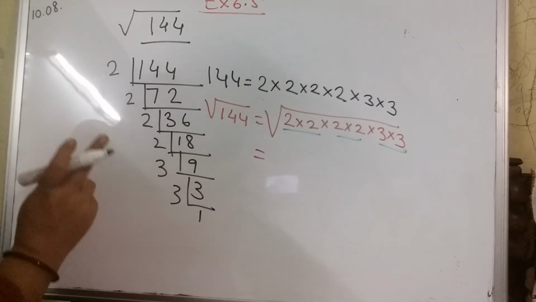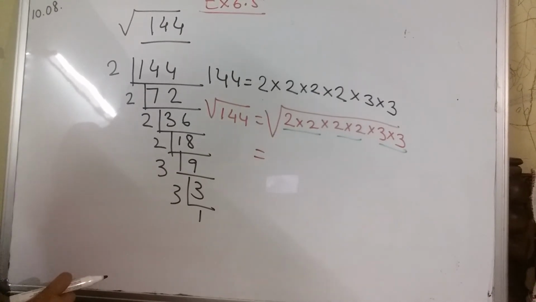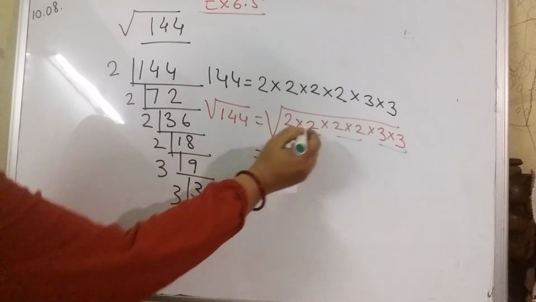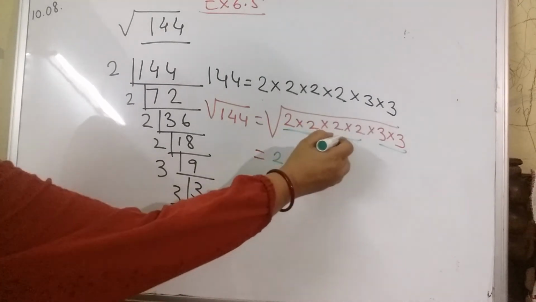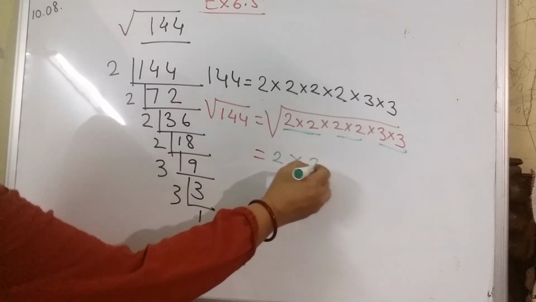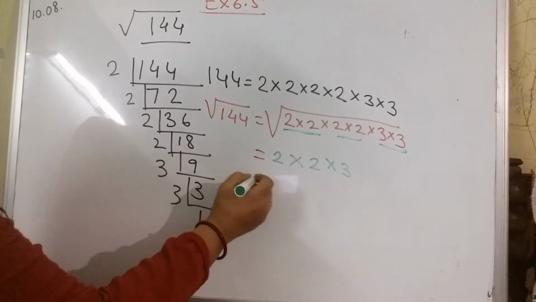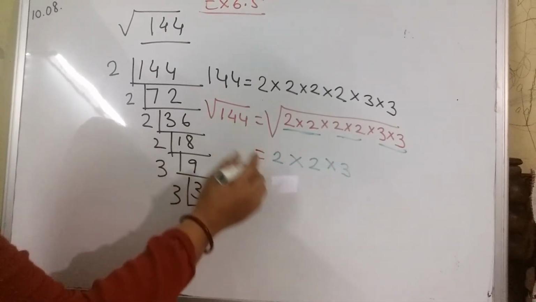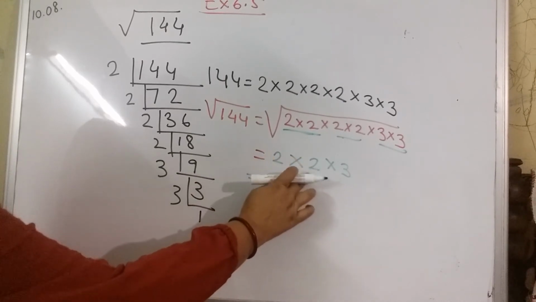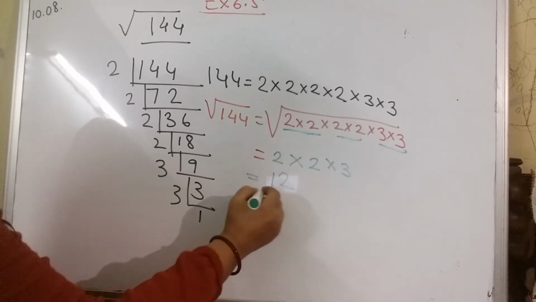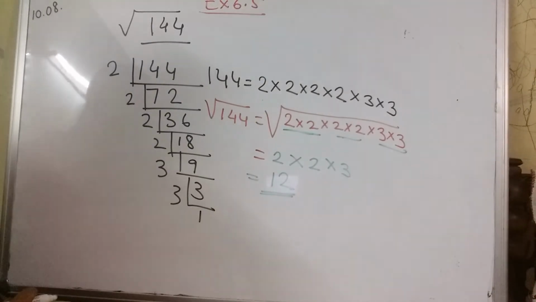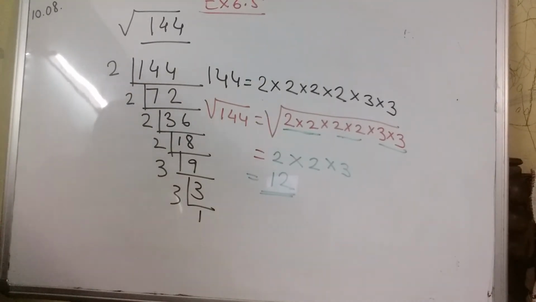Okay, for each pair one number will come out. So for these 2s one 2 will come out, for this pair one 2 will come out, and for this pair of 3 one 3 will come out. So the square root of 144 will be 2 2s are 4, 4 3s are 12. Okay, understood? So you have to learn this to solve this exercise.